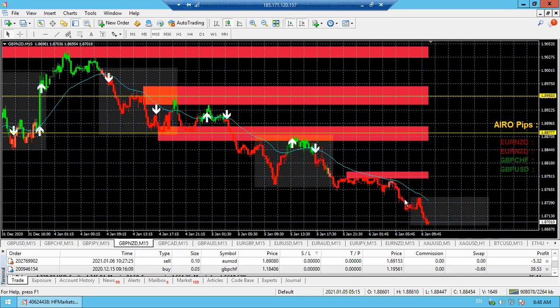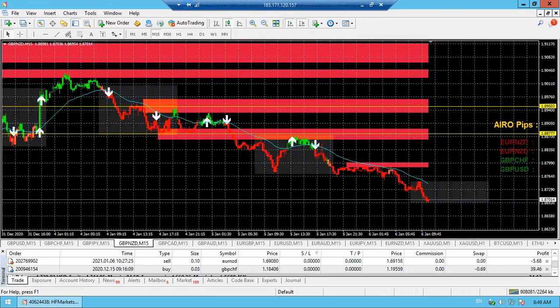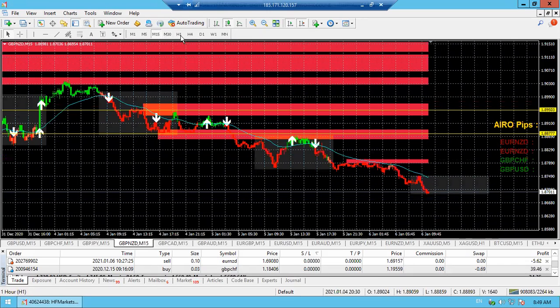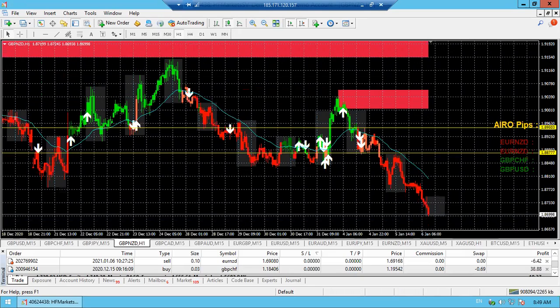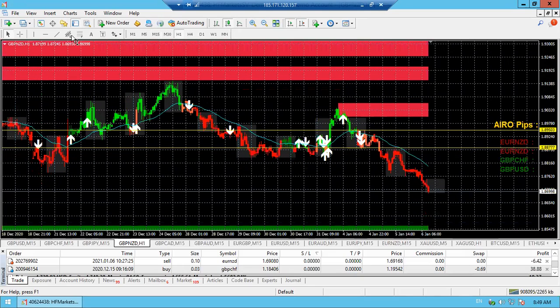So wow, this is GBPNZD. Since NZD is massively weak and the market is selling, let me go down to the 1 hour. We don't have any support level there on the 1 hour. GBPNZD too. So EURNZD is selling. I think I'll check out everything NZD now.